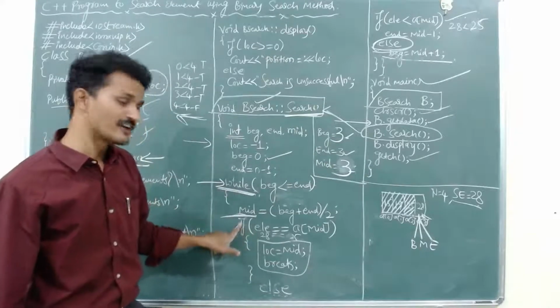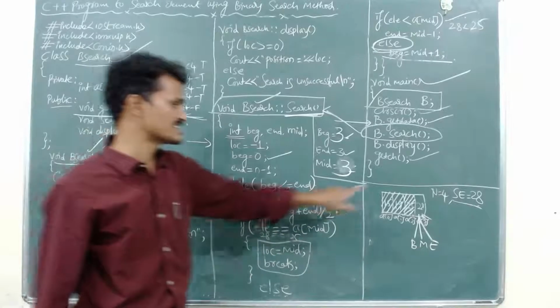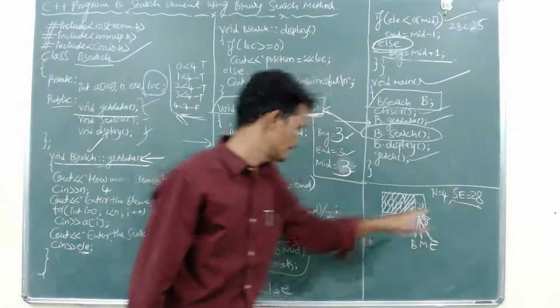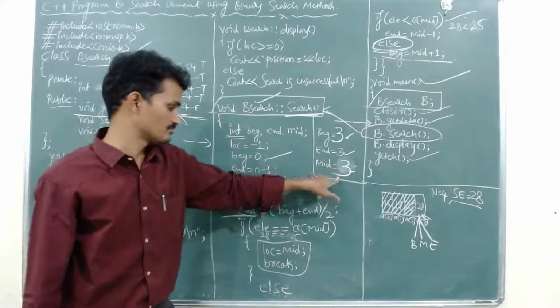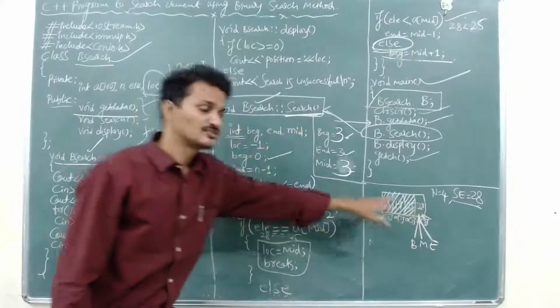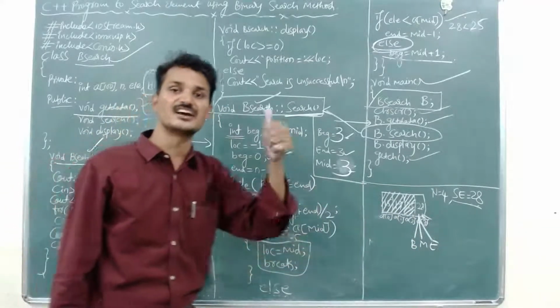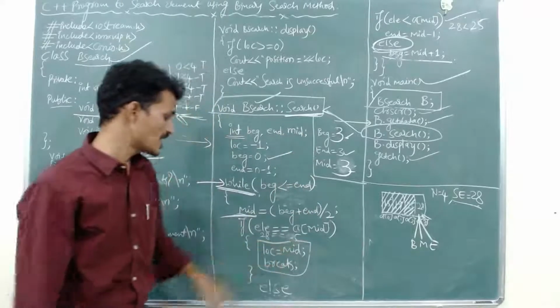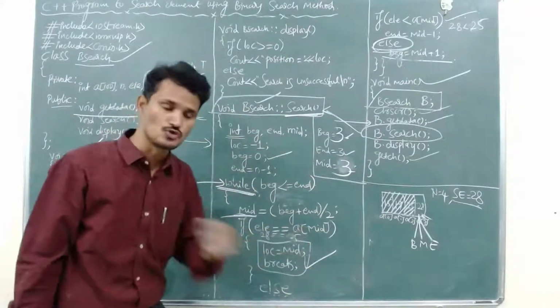Now comes the condition. If element is equals to a of mid, element is nothing but the searching element. Searching element is 28. 28 is equals to a of mid. A of mid means a of 3. So what is the value stored in a of 3? 28. 28 is equal to 28. Condition true. Condition true means I am going to execute these two statements because the condition is true.